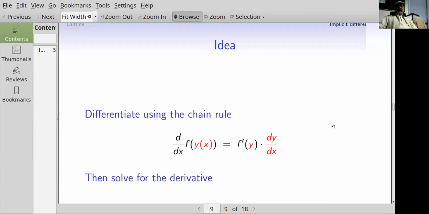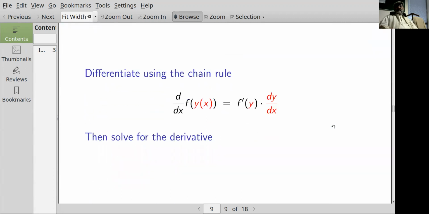Okay. Once again, the chain rule, you're going to have things that look like f of y of x, and then you are going to need to differentiate that. So take the derivative of f with respect to y, and then multiply by dy by dx. And then, since y is defined implicitly, you may not know what dy by dx is, and then you would solve for dy by dx in terms of functions of y and x.